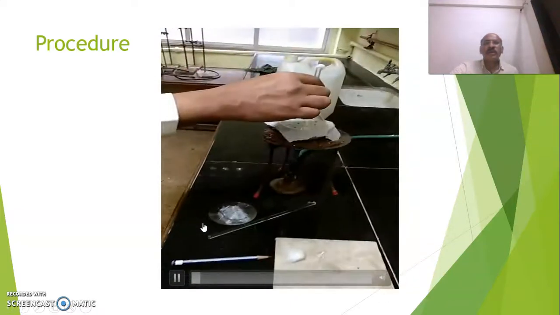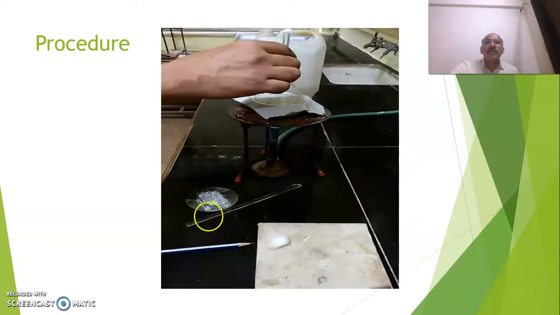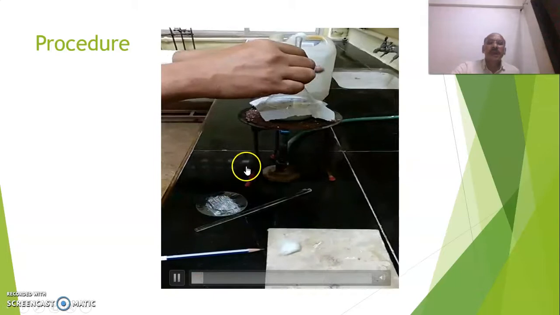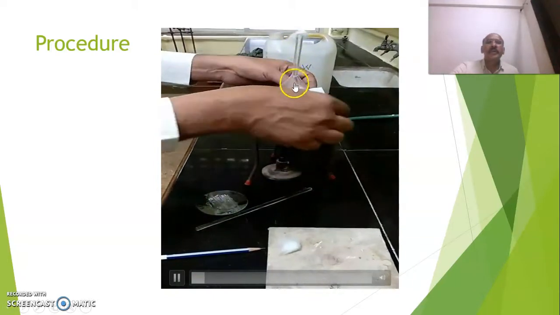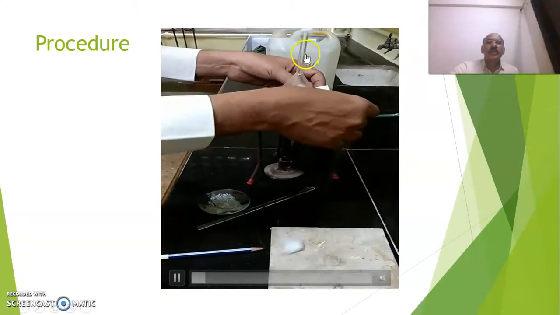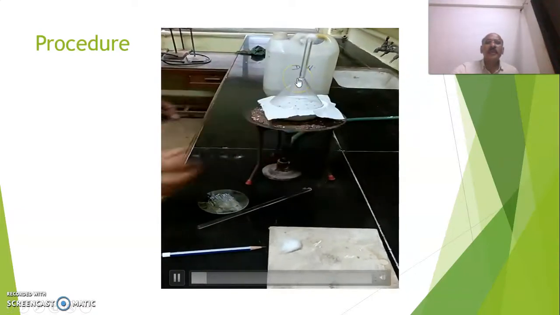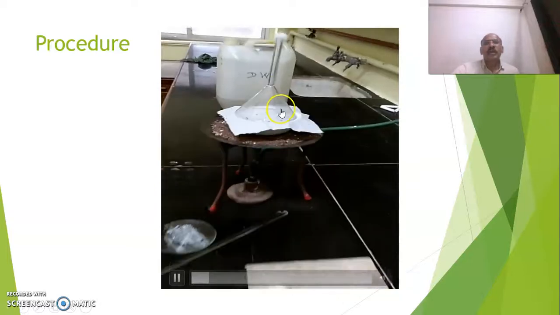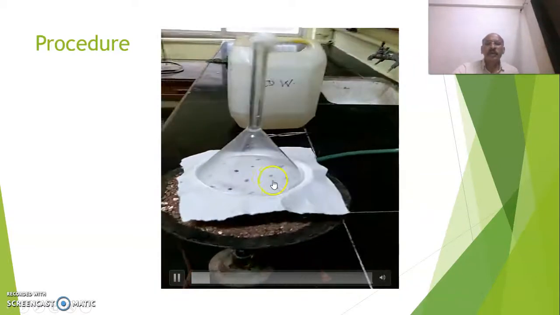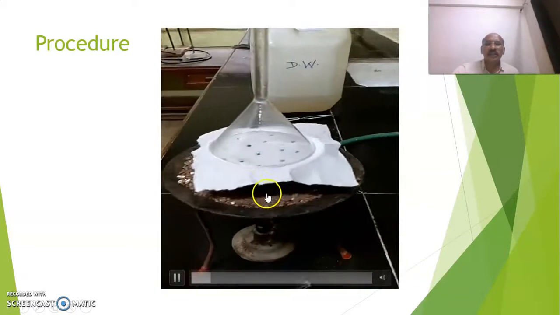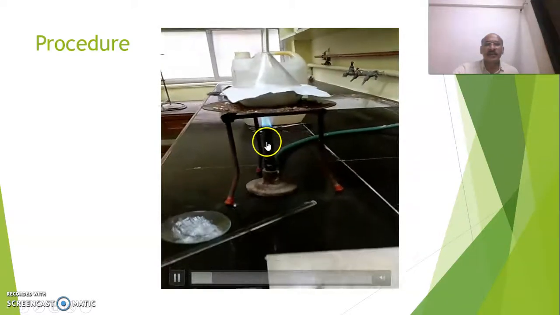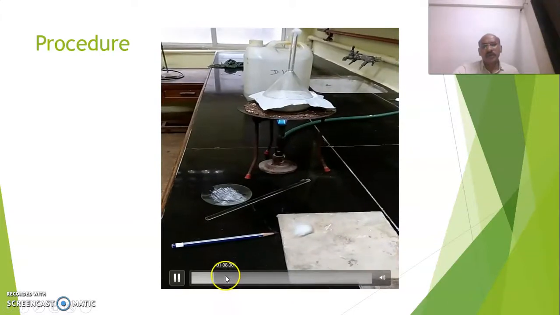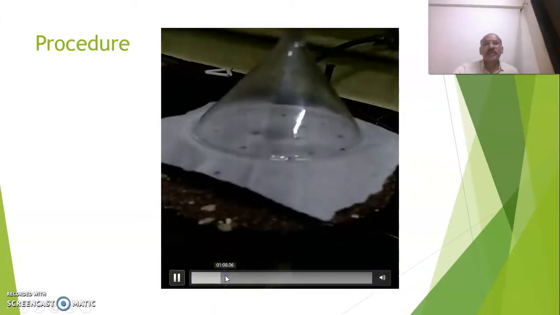Use cotton for plugging the funnel, and the inverted funnel is kept there on the filter paper having holes, and below that there is an evaporating dish having phthalic acid. There is indirect heating by using a sand bath. So the reaction will start.